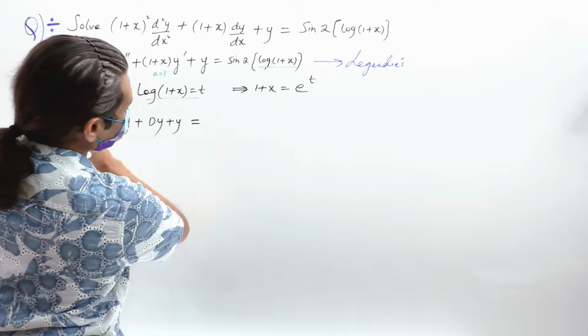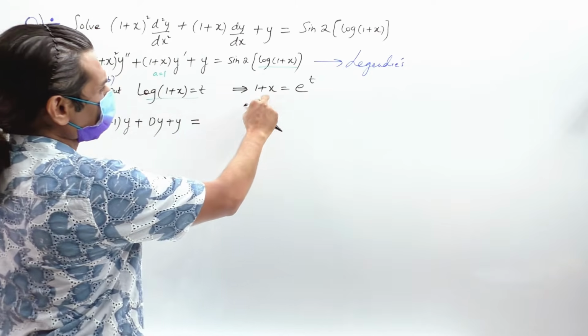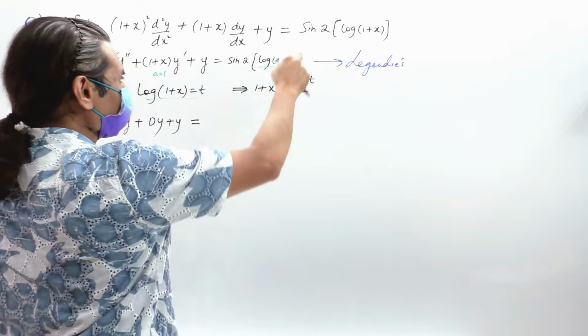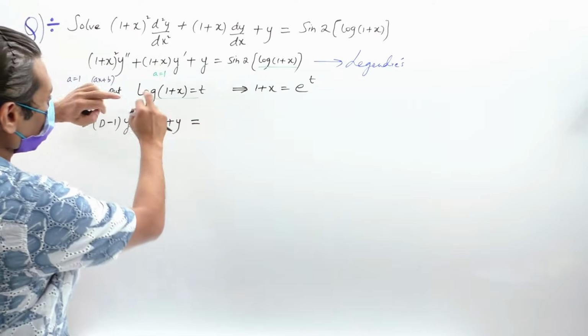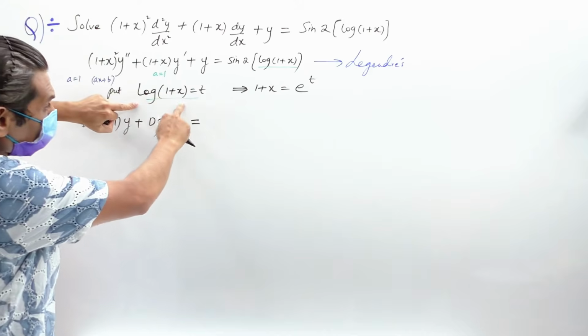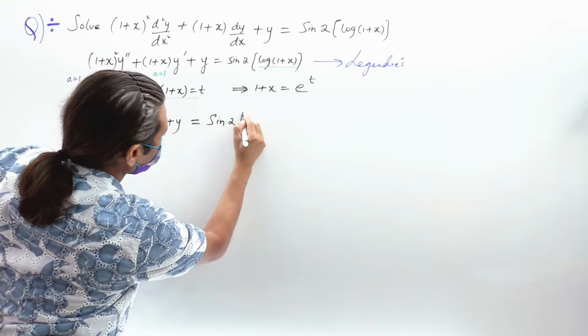equal to, as I told you, the right side is in the form of t. I have taken 1 plus x as e raised to t, but I cannot take log of e raised to t. So whichever conveniently fits, I will take that, because I already know log of (1 plus x) equals t. So put that there, and it will be sine of 2t.